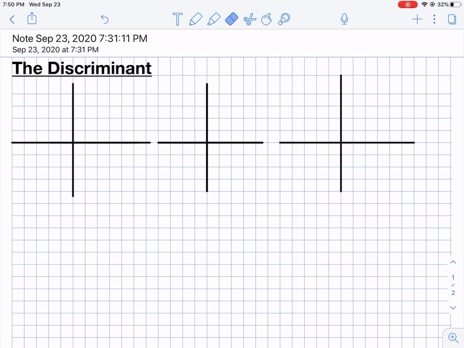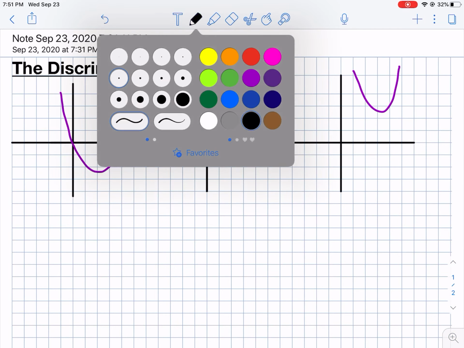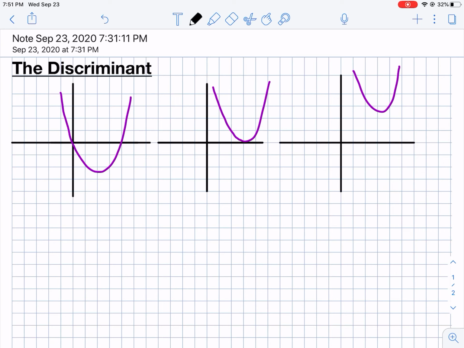All right, so today we're going to talk about the discriminant, and you may recall from the problem you just did that a parabola can cross the x-axis either 2, 1, or 0 times. And you also may recall that the thing that controls whether it's crossing 2, 1, or 0 times is called the discriminant. And the discriminant is literally just b squared minus 4ac.